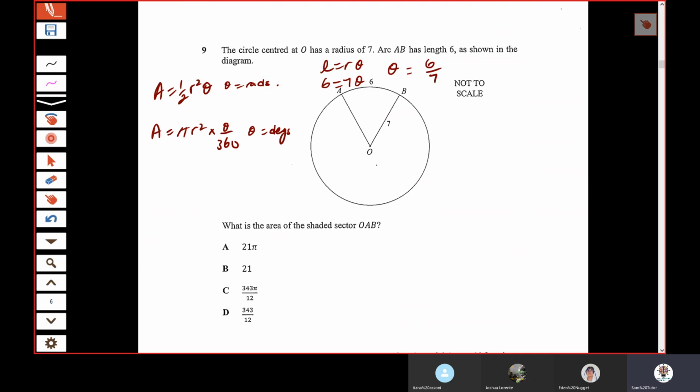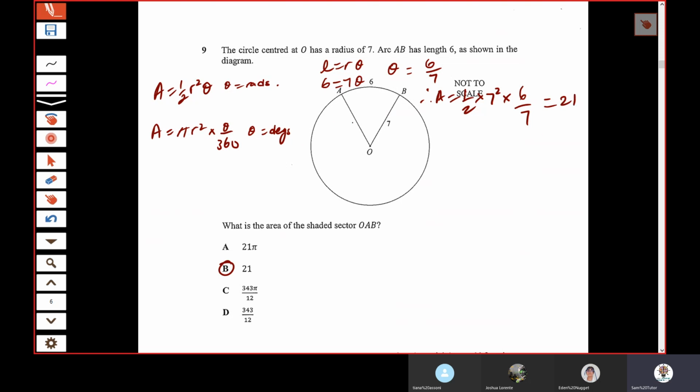And then obviously to find the area, now that you know what theta is, A equals half r squared, which is 7 squared. Let's just write it up here. Therefore A equals half times r squared times theta. And the answer shall be 0.5 times 49 times 6 divided by 7, 21. 21.